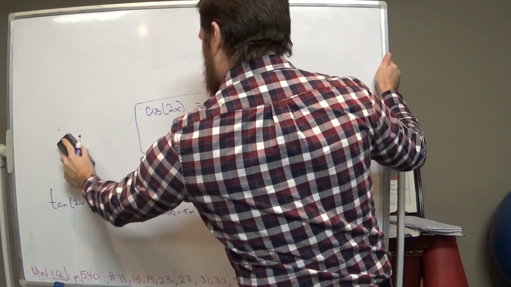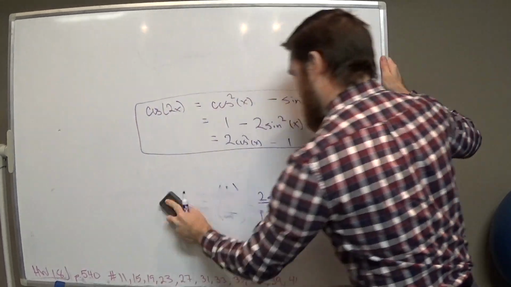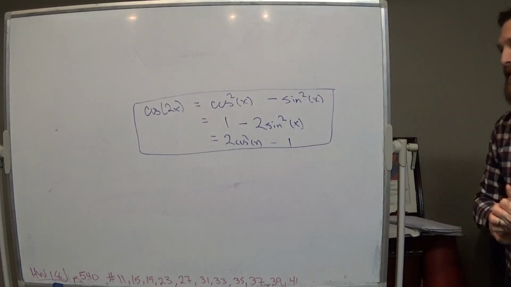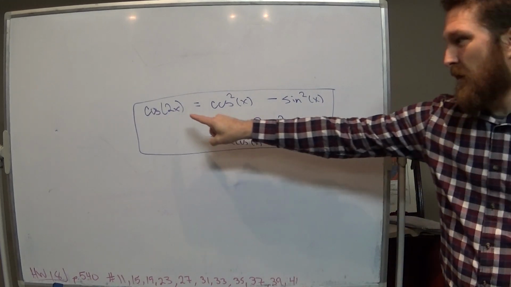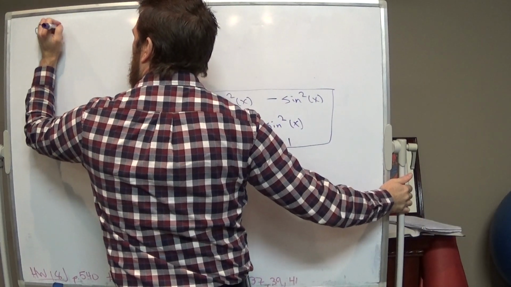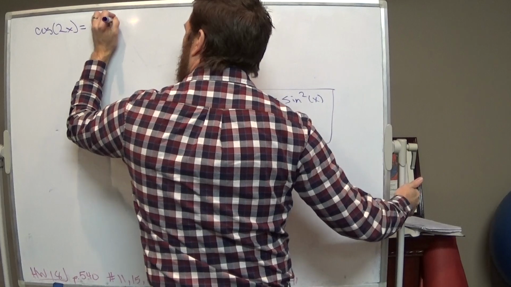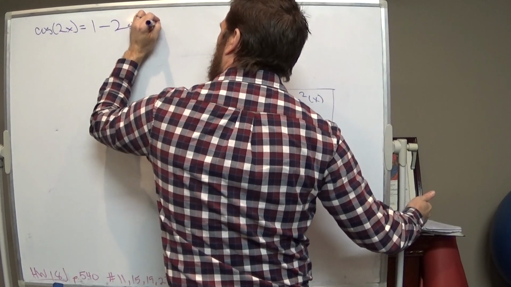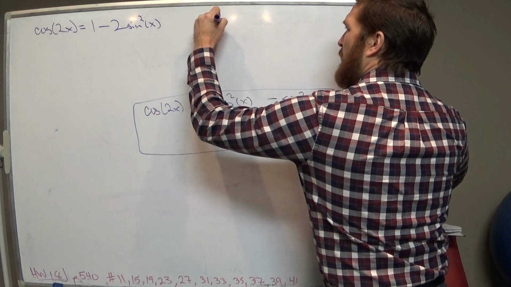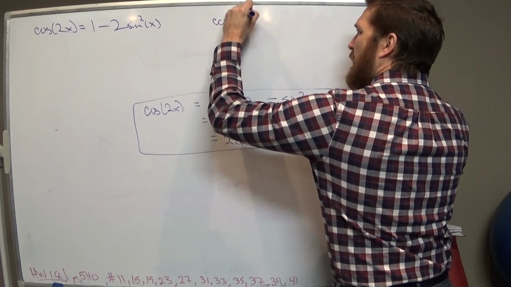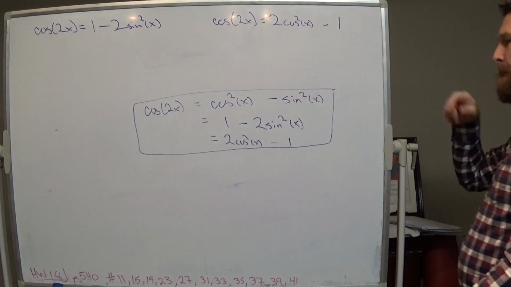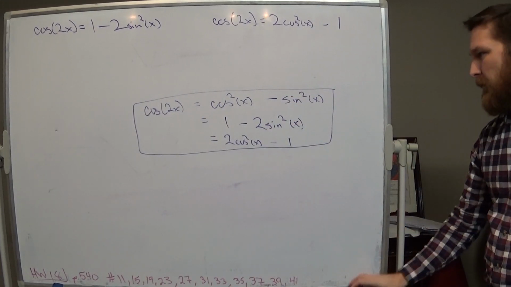Now, those are nice. This is what we want to see right now. This one is so useful because, check this out, cosine 2x is equal to this. So I'm going to go ahead and write it out. Cosine 2x equals 1 minus 2 sine squared x. On the other hand, it's also equal to 2 cosine squared x minus 1. Right? Yes. Okay, that works.